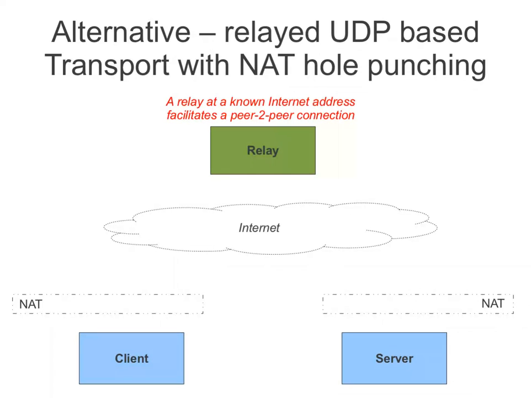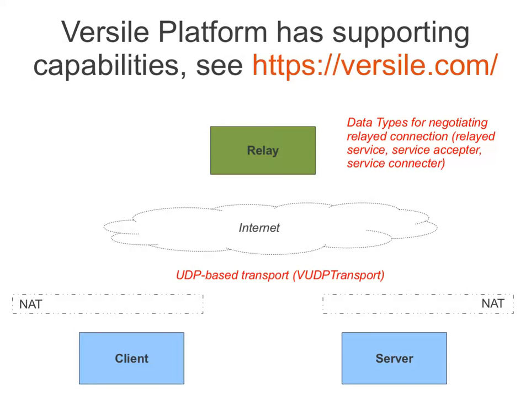In order to connect peers which may be behind network translation, such as routers, a technique called hole punching is used, which you can look up more information on, for instance, on Wikipedia. The Versile platform has supporting functionality for making relayed connections. It defines a number of data types that can be used together with the relay service.